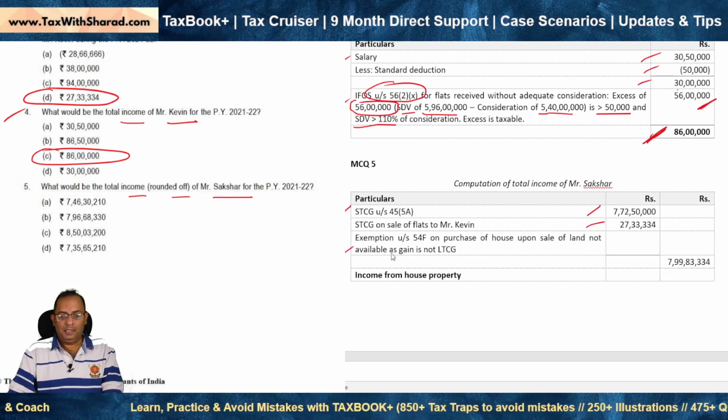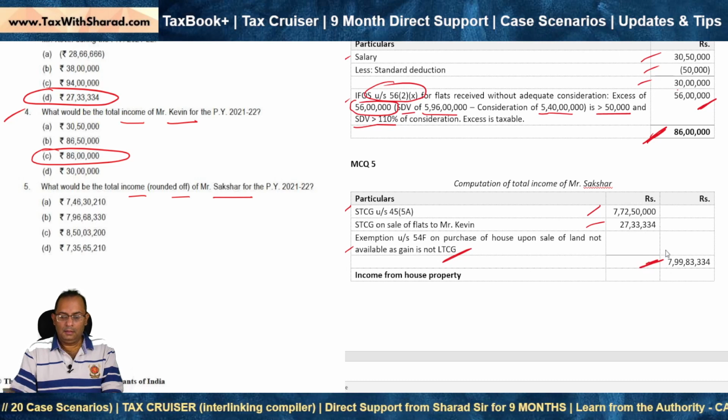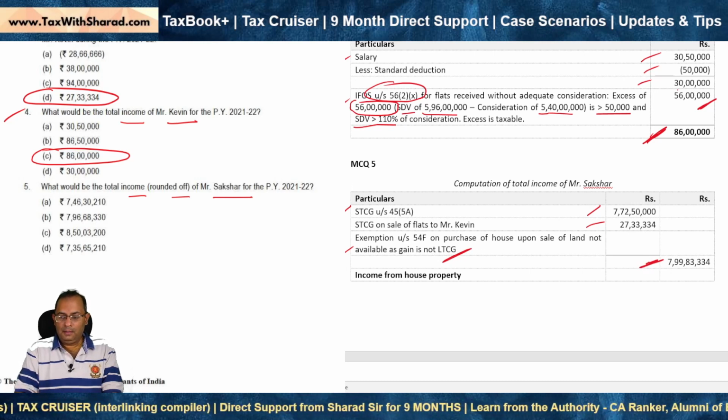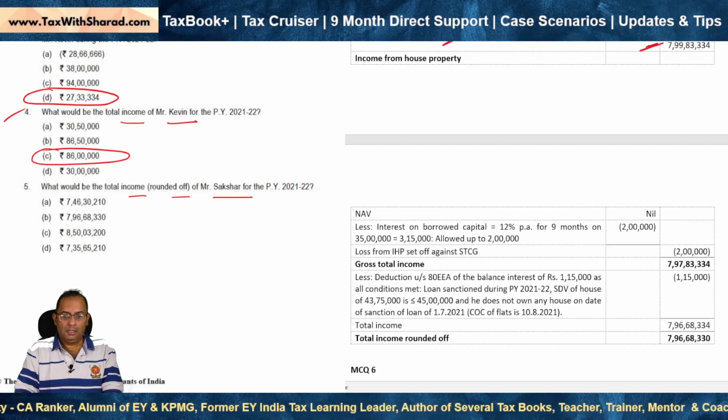And if you were thinking that you can apply exemption under section 54F on purchase of house because land has been sold and house has been purchased, it's not possible because 54F comes into play only when there is long-term capital gain, but we had short-term capital gain. So this becomes the income from capital gain. But now we also need to move to income from house property, because now he got 3 flats out of which he sold 2 flats and he again purchased 1.